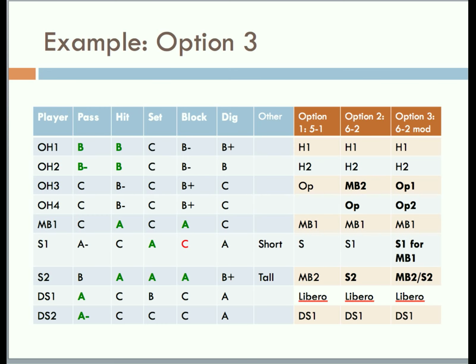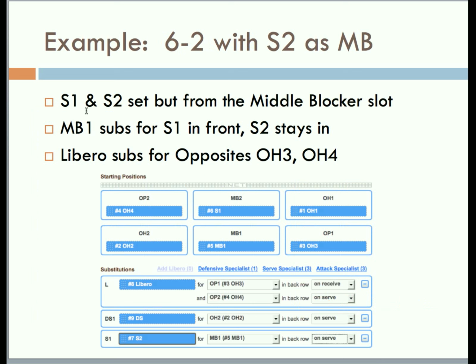We'll modify a 6-2 and do something somewhat creative here. We'll take the short setter and let her sub for the other middle blocker, and then we'll take the tall setter and let her do both middle blocking and setting. So let's look at the setup. So S1 and S2 are in, but S1 is subbed out by the tall middle blocker in the front row.